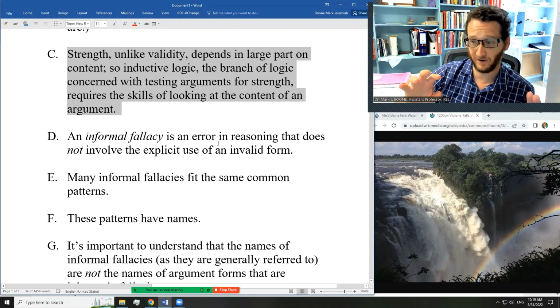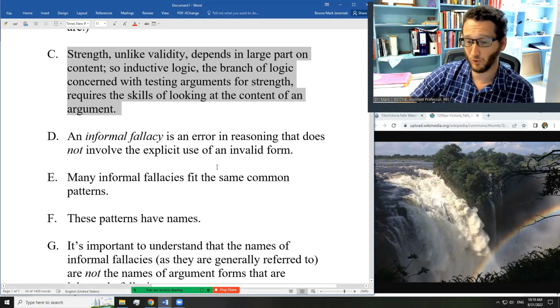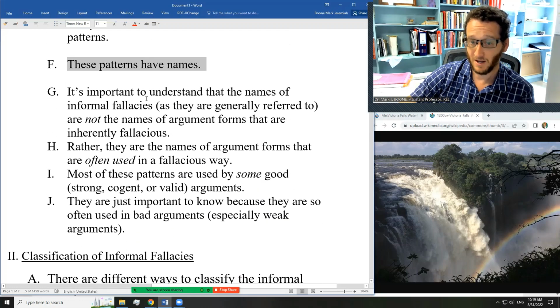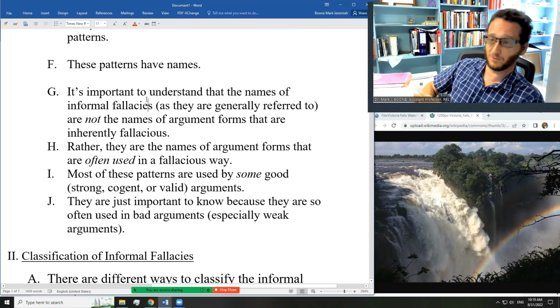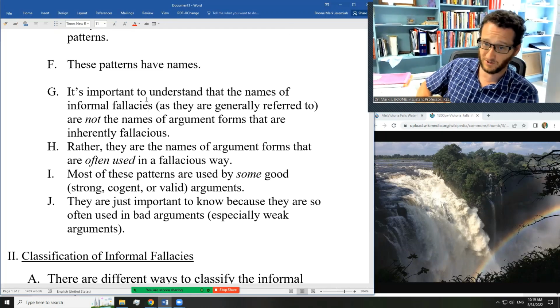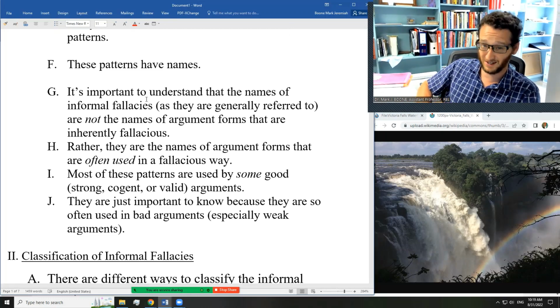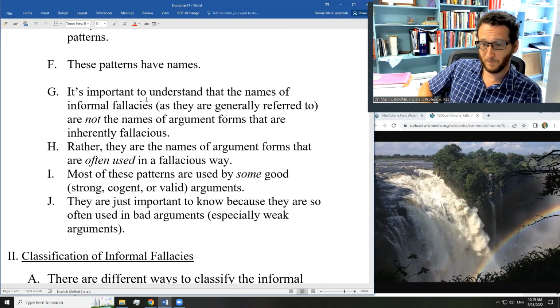So an informal fallacy is an error in reasoning that does not involve the explicit use of an invalid form. And many informal fallacies fit the same common patterns, and these patterns have names. But do not believe what they told you about informal fallacies. It was probably false. Probably 90% of what's on the internet about informal fallacies is not true, because these are not actually the names of fallacies as such.